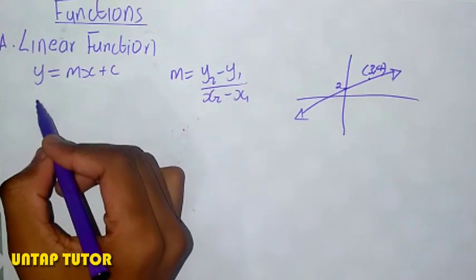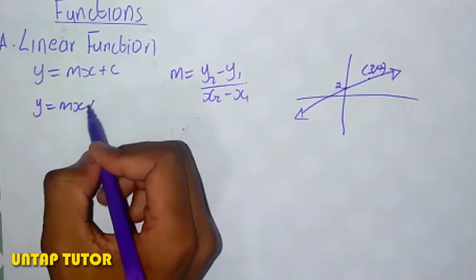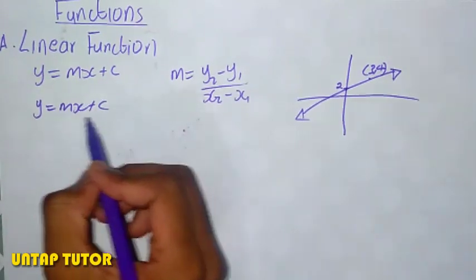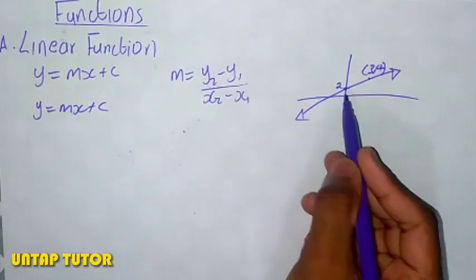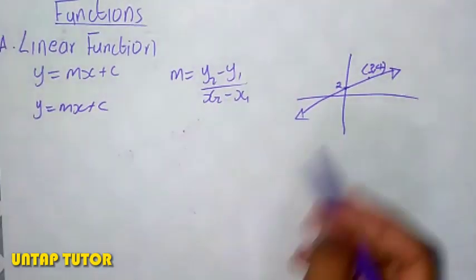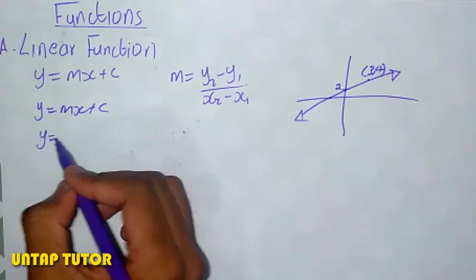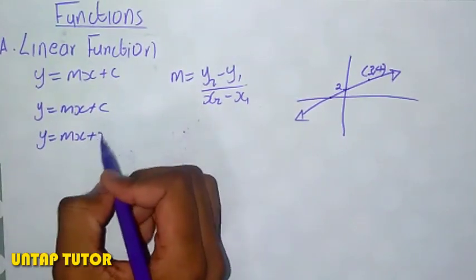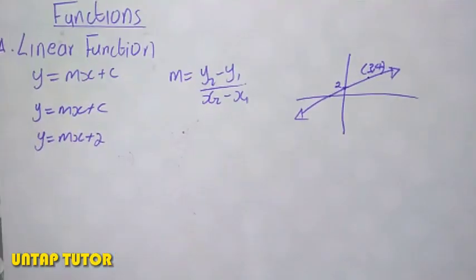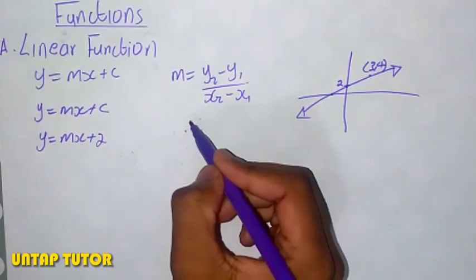So we write the general equation, which is y is equal to mx plus c. We need the gradient m, and we need the c. We already have the c. The c is this intercept. The c is always the y-intercept, not the x-intercept, the y-intercept. So it's y is equal to mx plus 2. And then to find the gradient, you can use this formula, right?